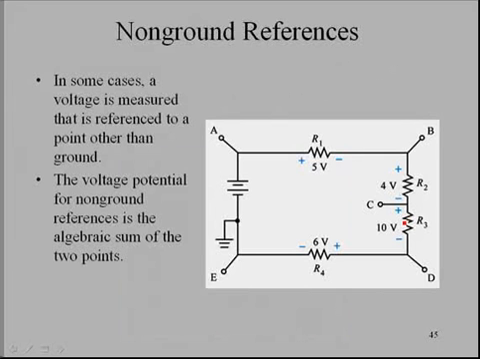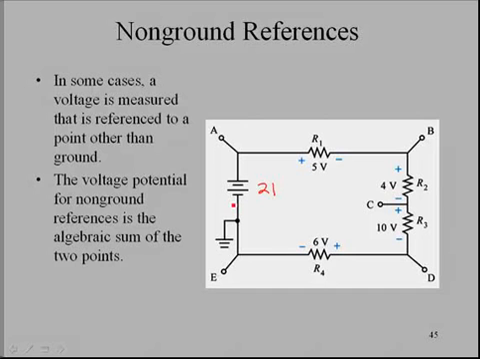Non-ground references. In some cases, a voltage is measured that is referenced to a point other than ground. So usually if you're measuring point A, the reference point would be ground. And so what do we got here? We've got 10, 15, 21 volts. If we measured from point A to ground, we would measure 21 volts.